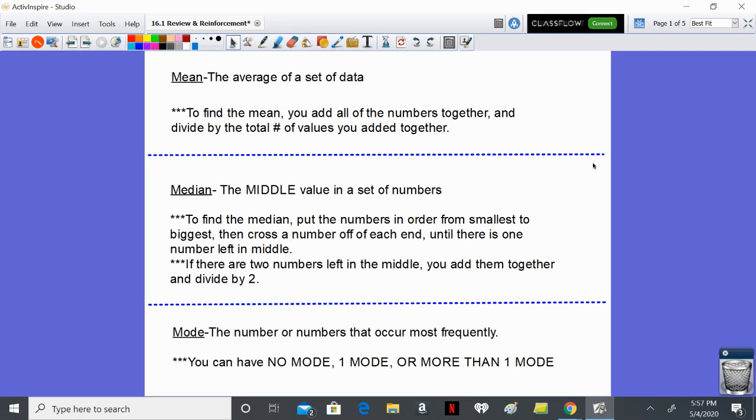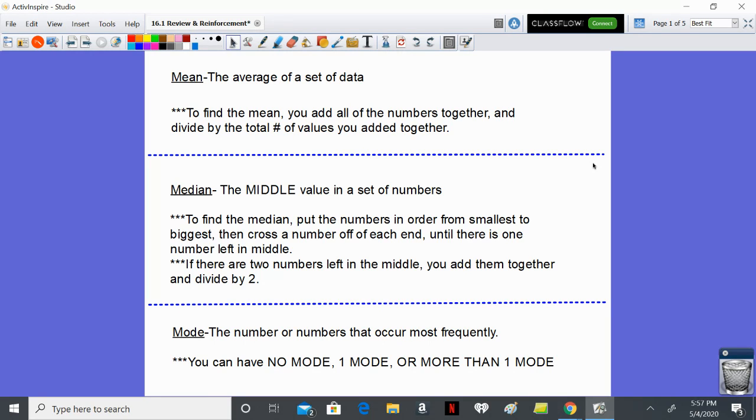The median is the middle value in a set of numbers. To find the median, you put the numbers in order from smallest to biggest. Then you cross a number off of each end until there is one number left in the middle. That will be your median. If there are two numbers left in the middle, you will add them together and divide by 2.